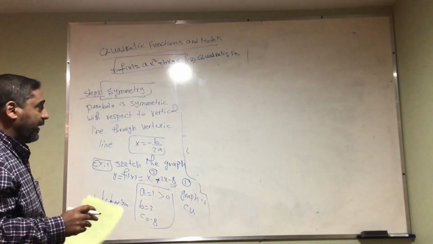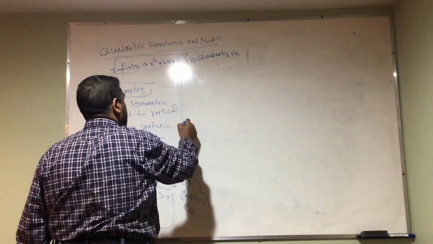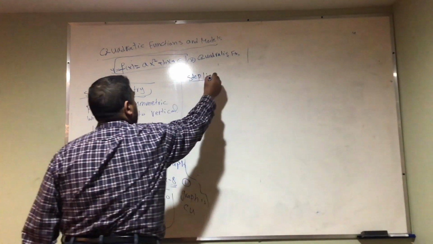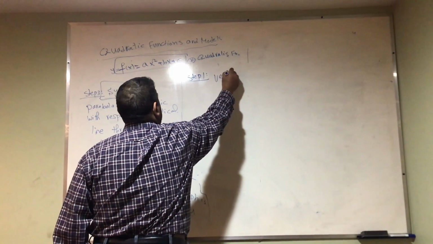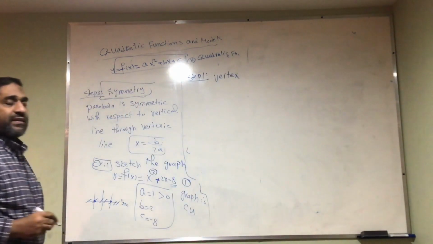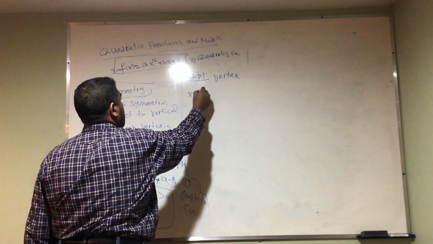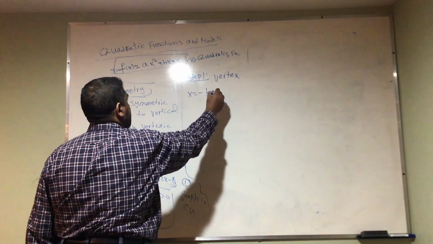Step number 1, I need to get the vertex. In order to sketch the graph, step number 1, I have to get the vertex. How to get the vertex here, guys? You have the x coordinate and the y coordinate. What is your x, guys? It will be minus b over 2a. That is step number 1.